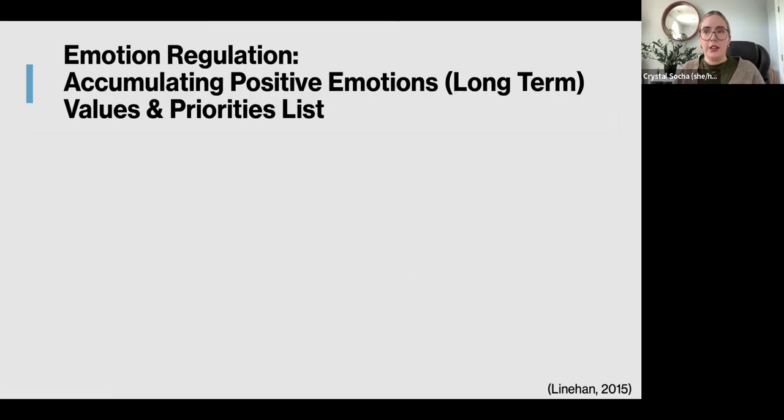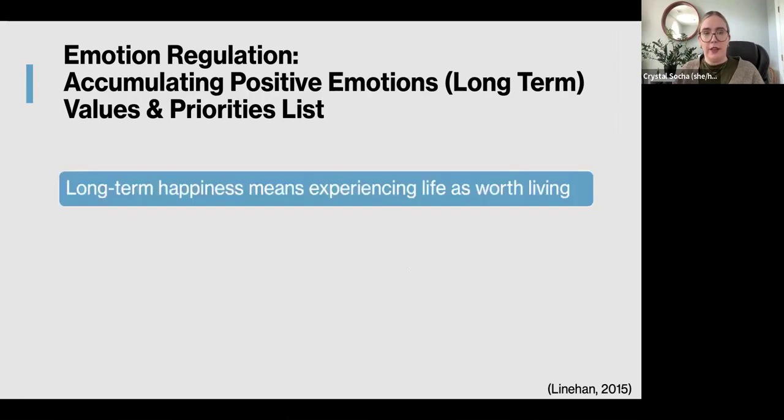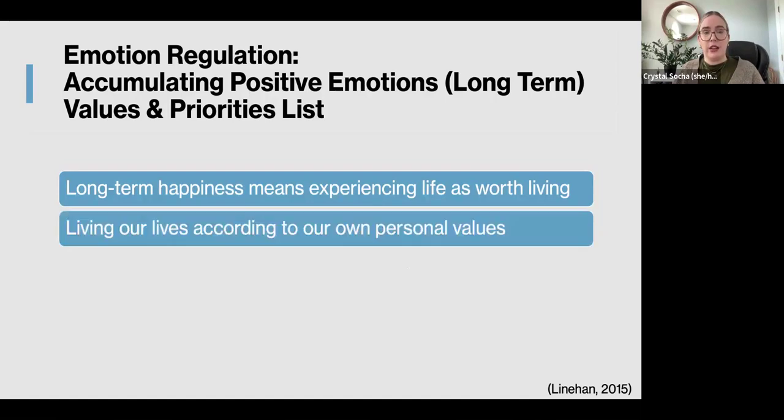So it is hard to be happy without a life worth living. And so this is really, again, that fundamental tenet of DBT. All lives are worth living. It may not feel like that in the moment, but we need to add perhaps more permanent pleasant events in this person's life and identify values that are important to them. So long-term happiness means experiencing life as worth living. And this often talks about living according to our own personal values.